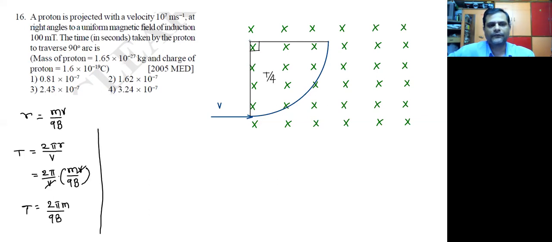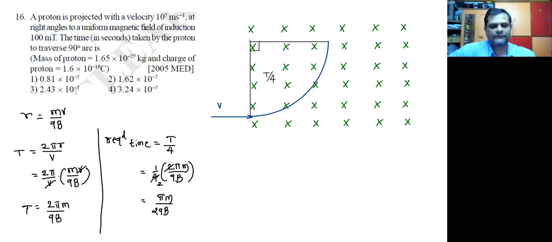So this is actually going to be the formula for period, but we don't want the period. Actually, we want T by 4, right? So the required time, which is taken by the particle to traverse a 90-degree angle, will actually be equal to T by 4. और T तो already मिला हुआ है, तो यहाँ पे इसको अगर 4 से डिवाइड कर देंगे तो वो बन जाएगा 1 by 4 times of 2 pi m upon qB. And if we just cancel out this 2 and 4 here, we are left with 2 in the denominator, so we get pi m upon 2qB as the final formula.